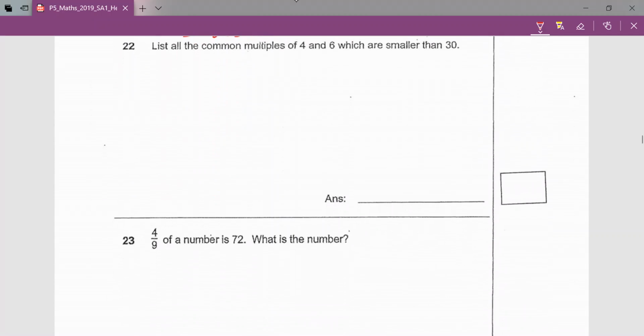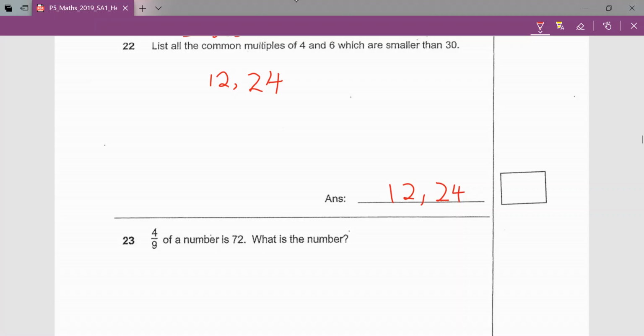List all the common multiples of 4 and 6 which are smaller than 30. Common multiples of 4 and 6. What do you have? You have 12 for sure. You have, I guess, 24. And that's it actually. So the answer is 12 and 24.